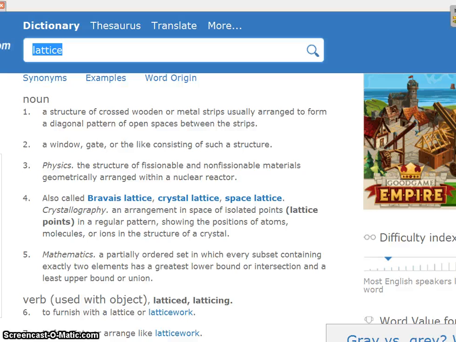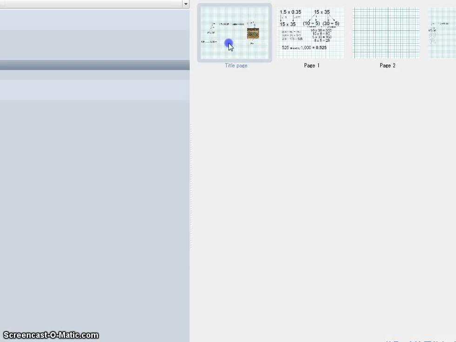So it's this thing, okay, made using wooden or metal strips, and they're crossed over. The strips are crossed over, arranged to form diagonal patterns of open spaces between the strips. And if you look at the second definition, lattice is a window, gate, or the like, so something like that, consisting of such a structure, made using such a structure, like the one explained in definition 1. Okay, now I'm going to go back to our previous page.